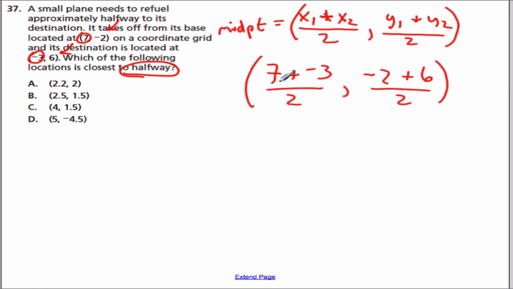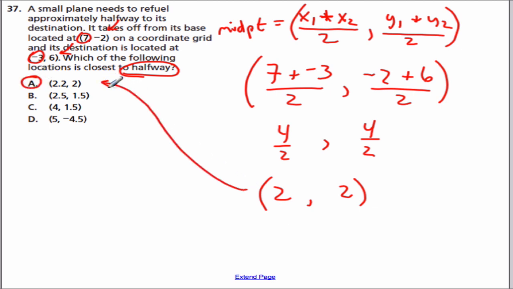This gives us 4 on top, so 4 over 2, which is 2, comma, minus 2 plus 6 is 4 over 2, which is also 2. So our midpoint formula is going to create the midpoint itself at 2, 2. So which coordinate is closest to what we are looking for? And that is A. This one is closest to 2, comma 2.